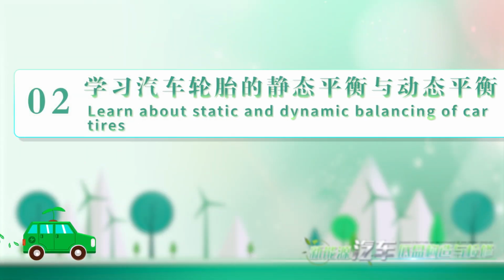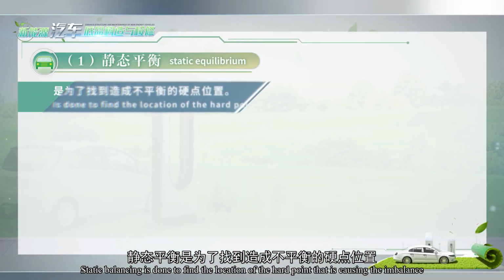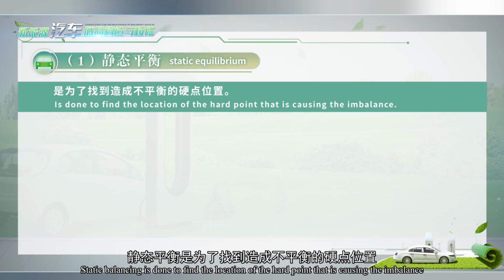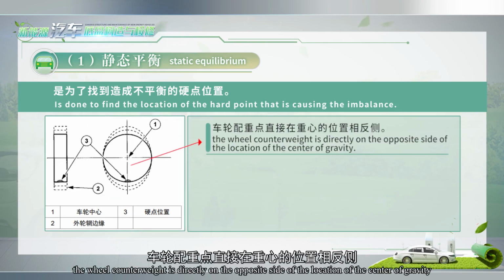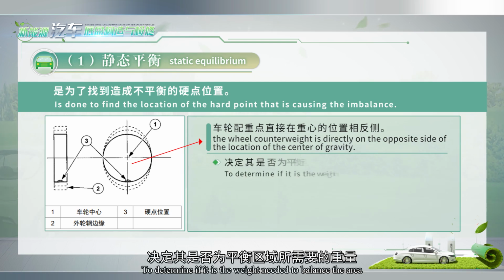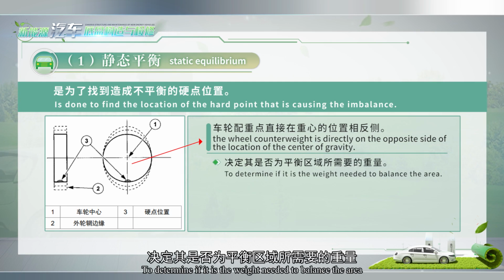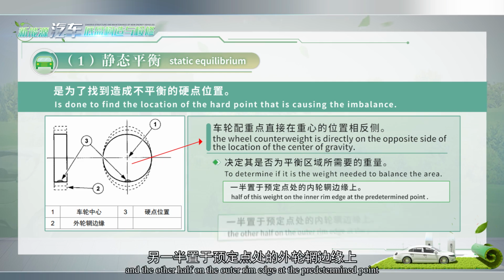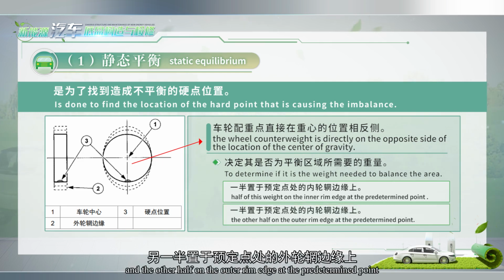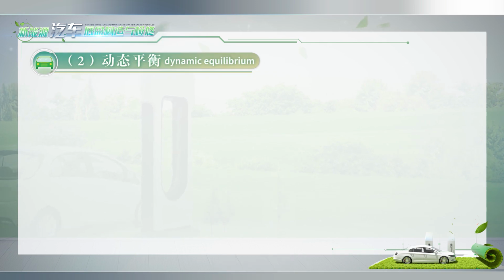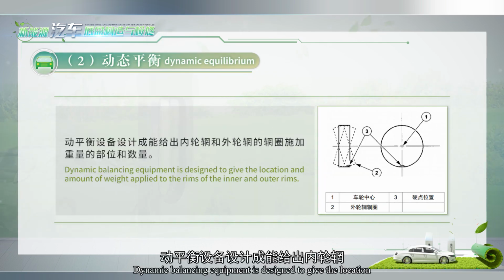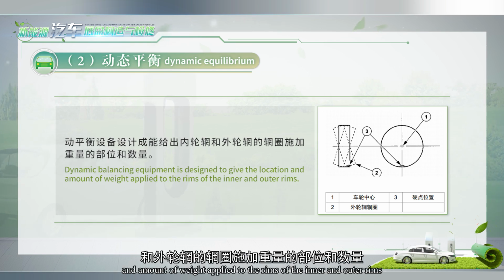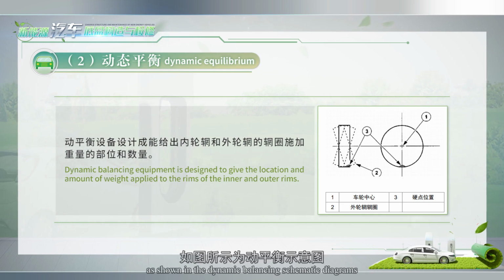Static equilibrium. Static balancing is done to find the location of the hard point that is causing the imbalance, as shown. The wheel counterweight is directly on the opposite side of the location of the center of gravity. To balance the area, place half of the required weight on the inner rim edge at the predetermined point, and the other half on the outer rim edge at the predetermined point. Dynamic equilibrium. Dynamic balancing equipment is designed to give the location and amount of weight applied to the inner and outer rims, as shown in the dynamic balancing schematic diagrams.